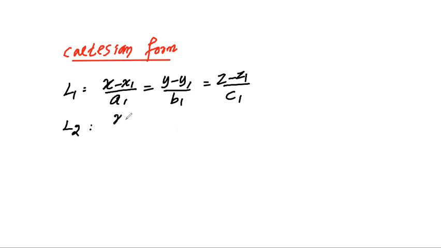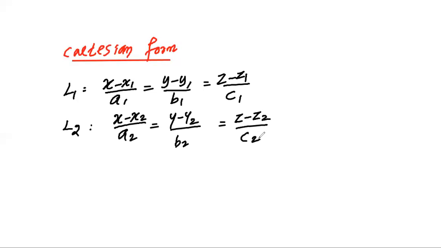Assume that this is the equation of the first line in Cartesian format. For the second line, assume it is (x minus x2) by a2 is equal to (y minus y2) by b2 is equal to (z minus z2) by c2. These two equations will be directly given for you. Assume these are the equations of two lines in Cartesian format. Then the shortest distance between them in Cartesian format is given by, it's very important, a determinant.